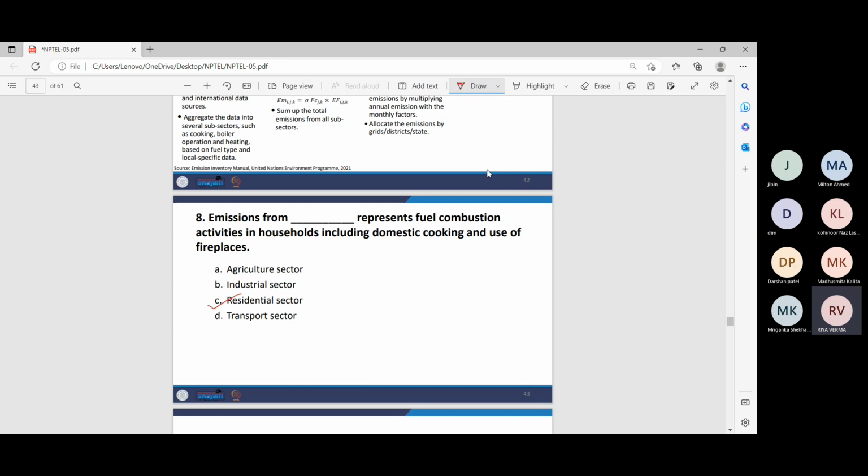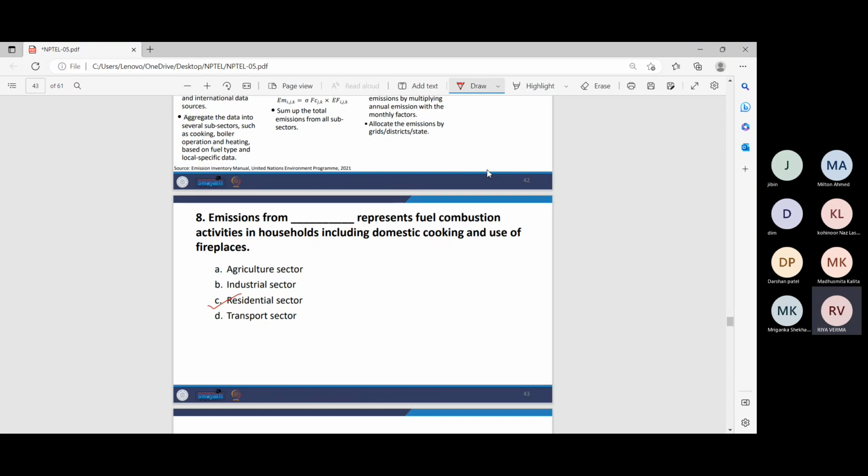Okay, let's discuss this. For example, if you consider your agricultural sector, just start visualizing what kind of emissions can be generated from this sector. What kind of activities are included in that sector? For example, during the production and transport of your pesticides and fertilizers, some kind of emissions will be there.